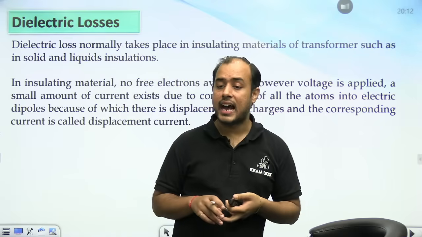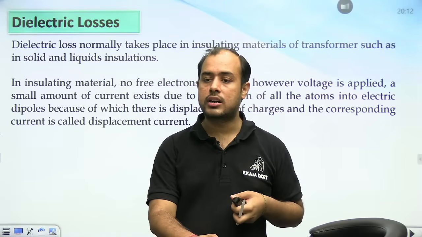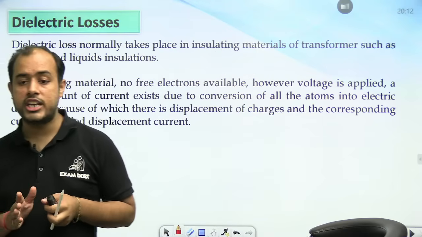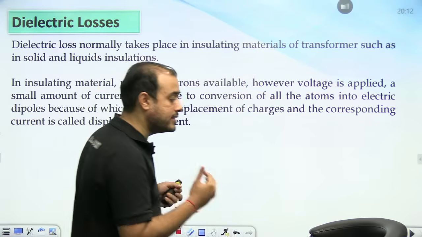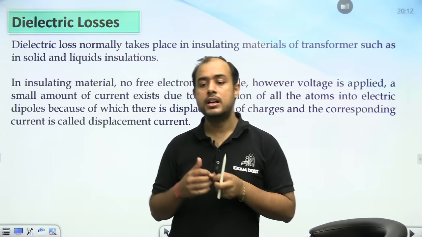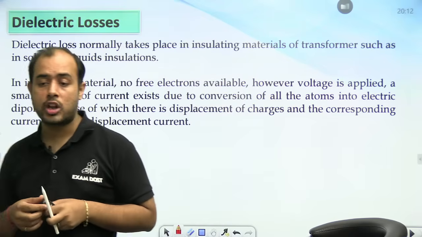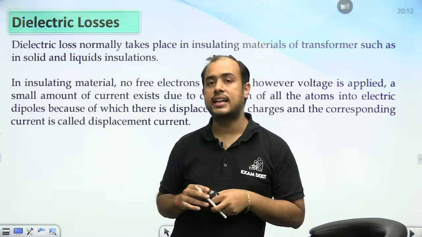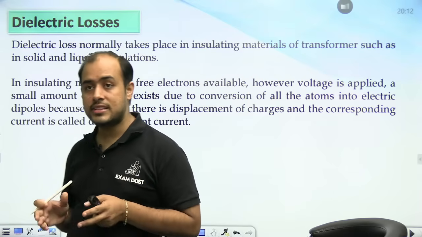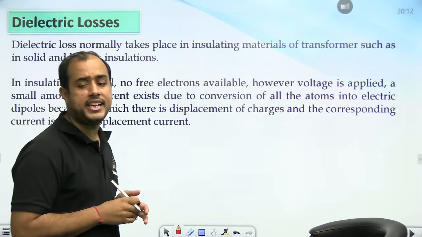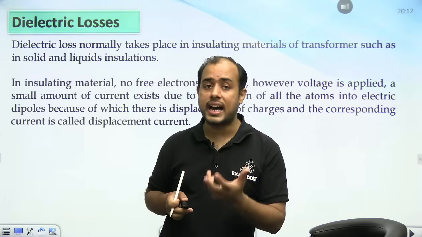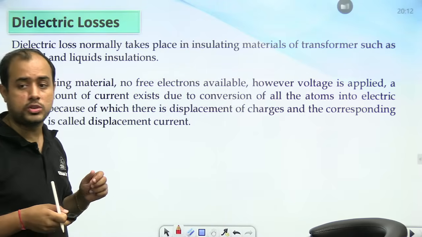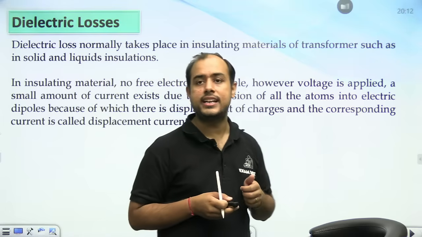The last is the dielectric loss, the loss that occurs in the insulating part of a transformer. जो ट्रांसफॉर्मर में इंसुलेशन है, like there is bushing, the insulation between the core and the winding. बुशिंग में कोर और वाइंडिंग के बीच के इंसुलेशन में the losses that will occur are called the dielectric loss. So in an insulating material you do not have free electrons and that is why they are unable to carry current. आपके इंसुलेटिंग मटेरियल में फ्री इलेक्ट्रॉन नहीं होते, जिस वजह से वो करंट कैरी नहीं कर पाते.